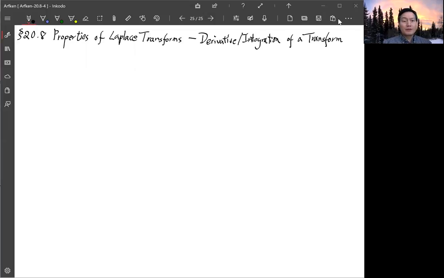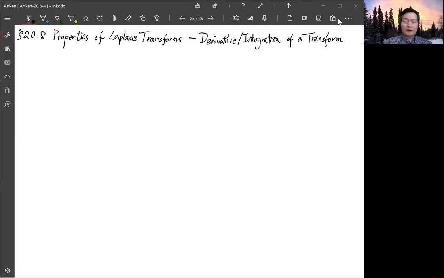We are on section 20.8, properties of Laplace transform. So we'll look at the last two properties in this section. The first one is the derivative of a transform. The other is the integration of a transform. So both are actually quite similar.